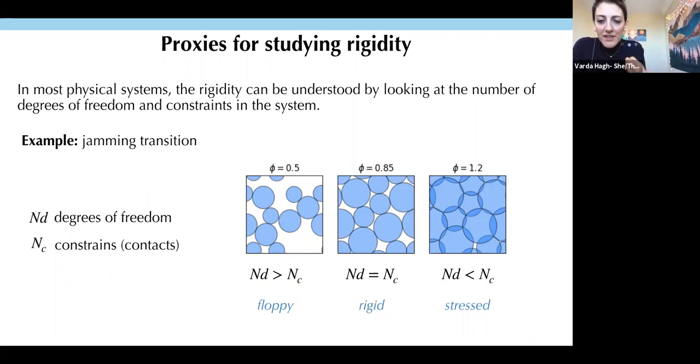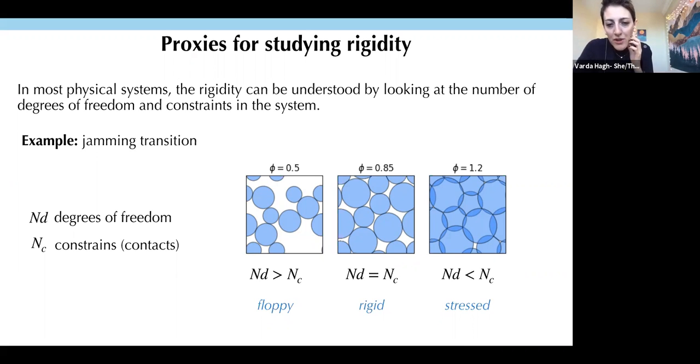But in most of the physical systems that we study, the rigidity can be understood by just looking at the degrees of freedom and constraints in the system and how they're canceling one another. The interplay between the existing degrees of freedom and the constraints on those degrees of freedom can tell us whether or not a system is rigid.